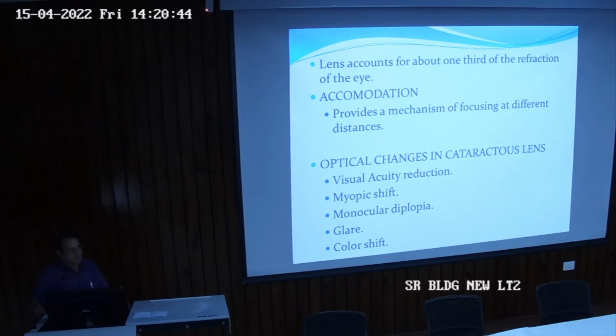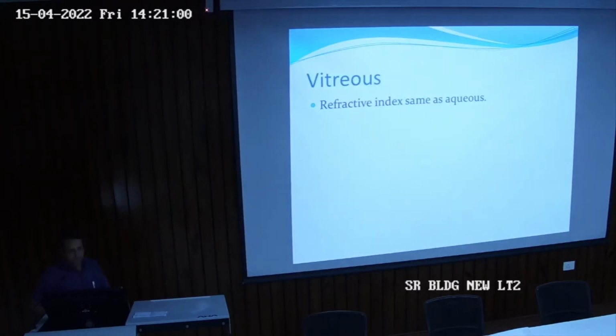This crystalline lens is a transparent structure. When cataract develops, it means opacity will develop in this lens. So what will happen? Visual acuity will decrease, myopic shift will occur, and monocular diplopia, glare and color shift will be there. Another index is the vitreous, which is equal to aqueous.